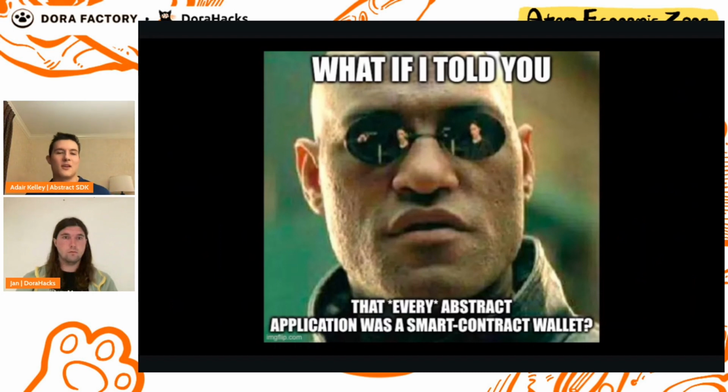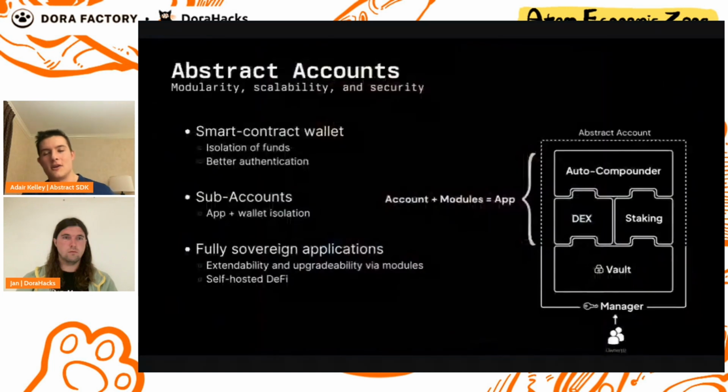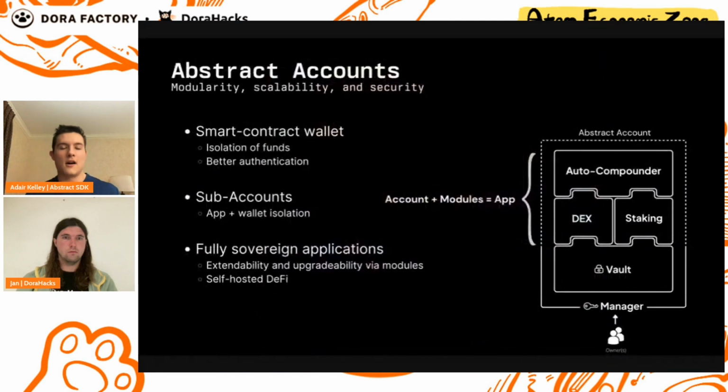All right, what if I told you that every Abstract application was also a smart contract wallet? Well, it happens to be the case. Every application is built on this smart contract wallet. It is like this manager and the vault put together, which allows for better isolation of funds, because all of the modules are interacting with funds from all over the place, but they really should have one centralized place in a decentralized smart contract where they put those funds that isolate them and allow for more advanced authentication configurations.